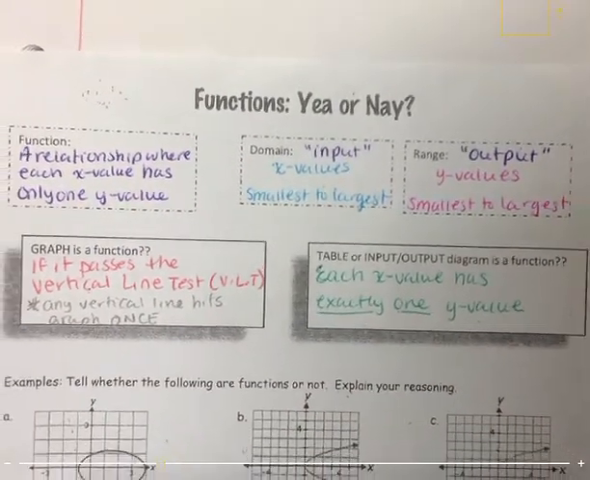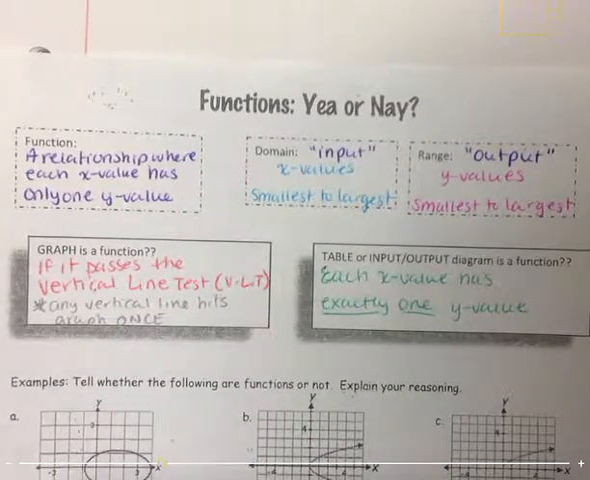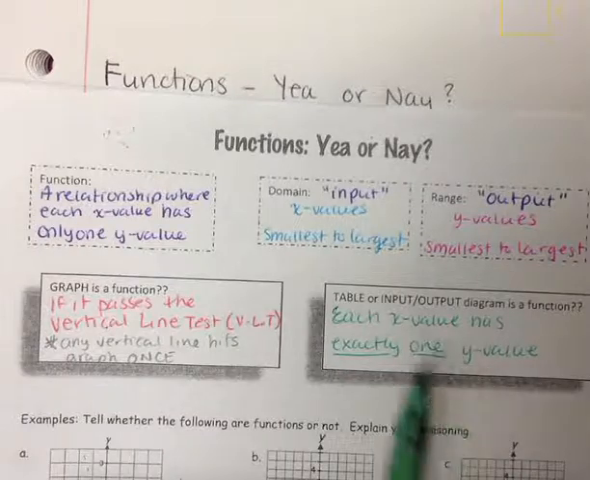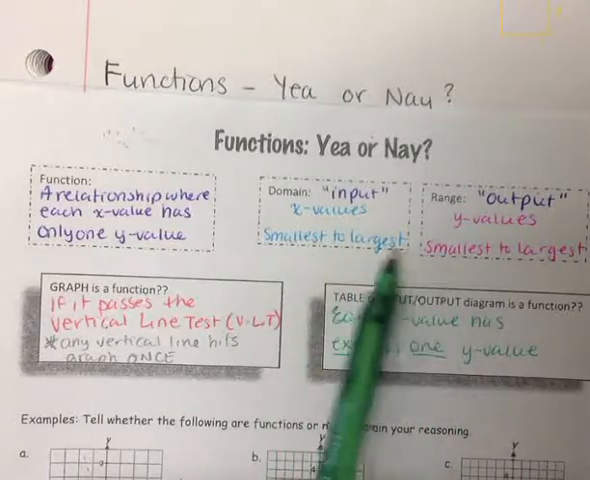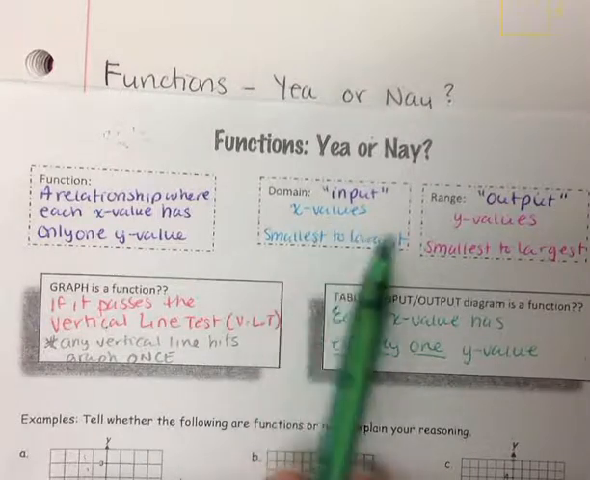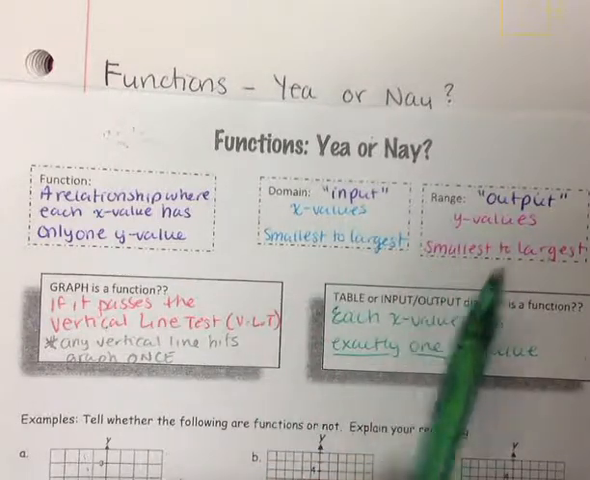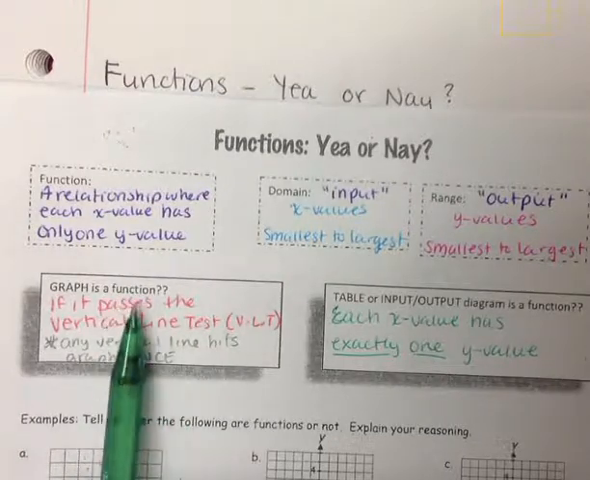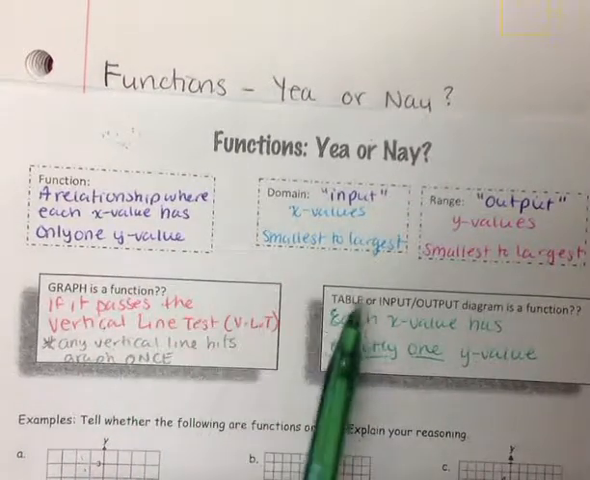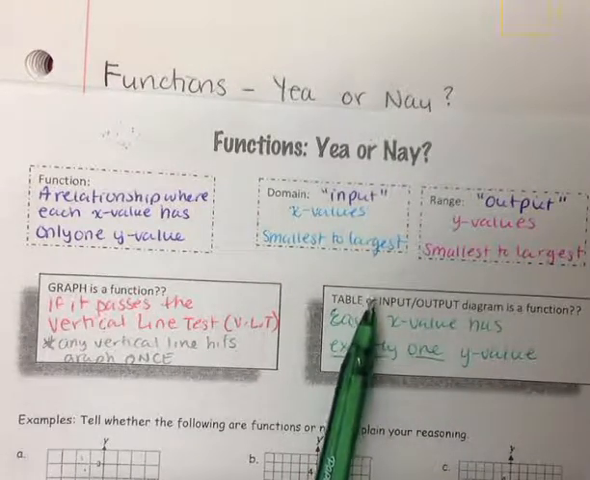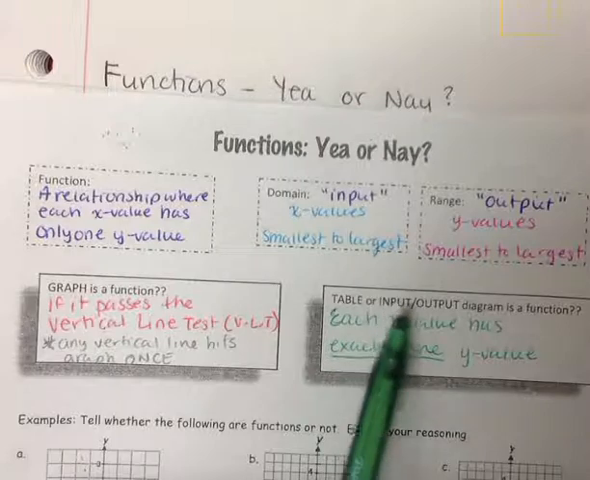So domain are the x values or your input. Your range is your y values, and it's your output. We always go from smallest to largest when we're talking about domain and range. So again, domain goes from left to right, and range will go from bottom to top. We'll be looking at graphs to see if they pass the vertical line test, and we'll look at the table or the input-output diagrams to ensure that each x value has only one y value.